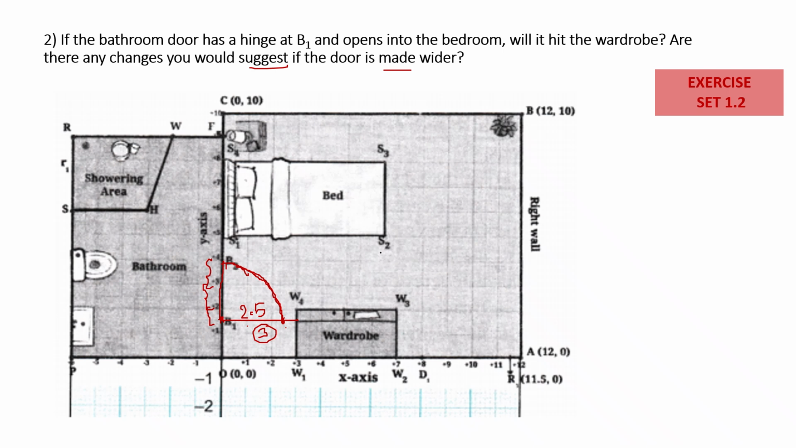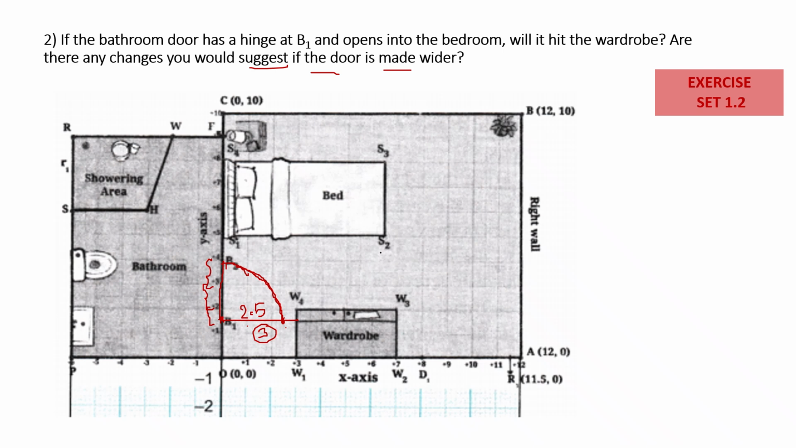Even though the wardrobe is there, this bathroom door is not going to hit because there is a difference of 0.5. And one more question they have asked: are there any changes you would suggest if the door is made wider? Maybe in future they are making the door wider. So is there any change you can suggest, like they are asking?